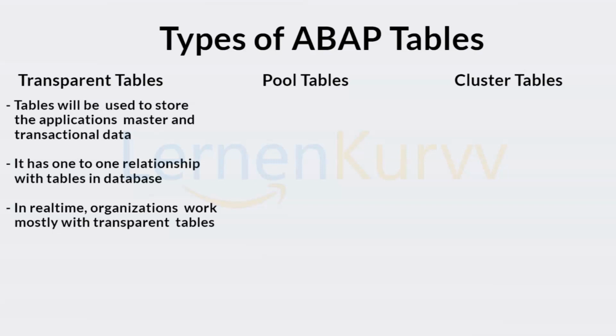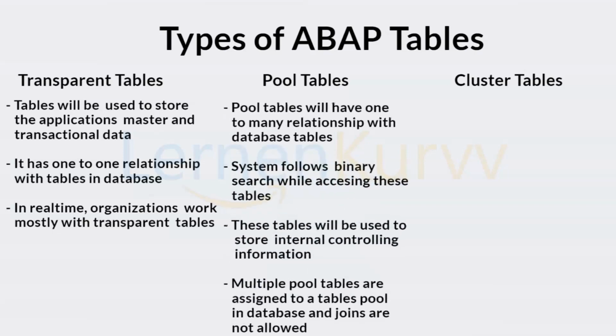On the other hand are the pool tables which have a one-to-many relationship with database tables. The system follows binary search while accessing the pool tables. These tables are used to store the internal controlling information. Multiple pool tables are assigned to a table pool in the database. Joins are not allowed for such tables.